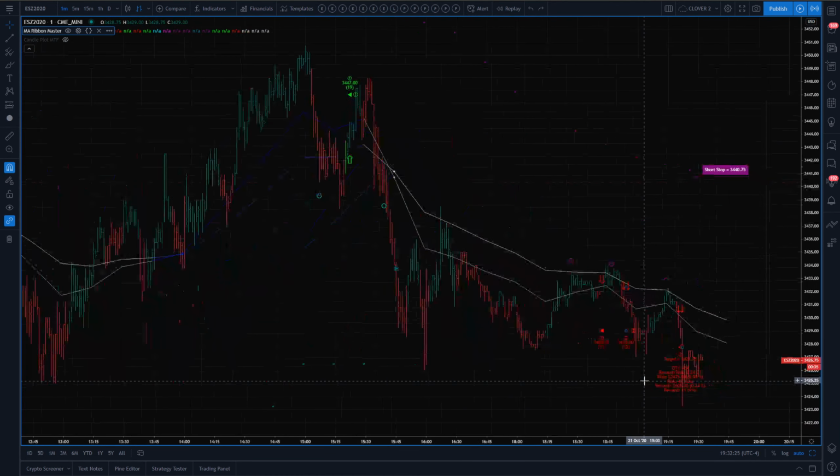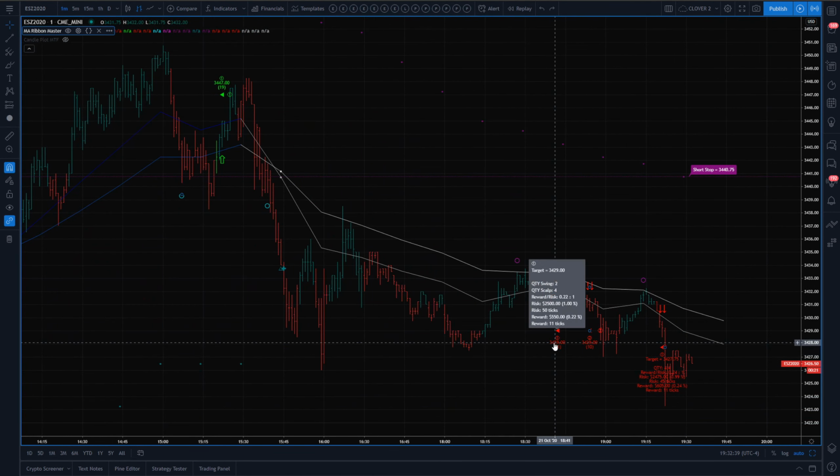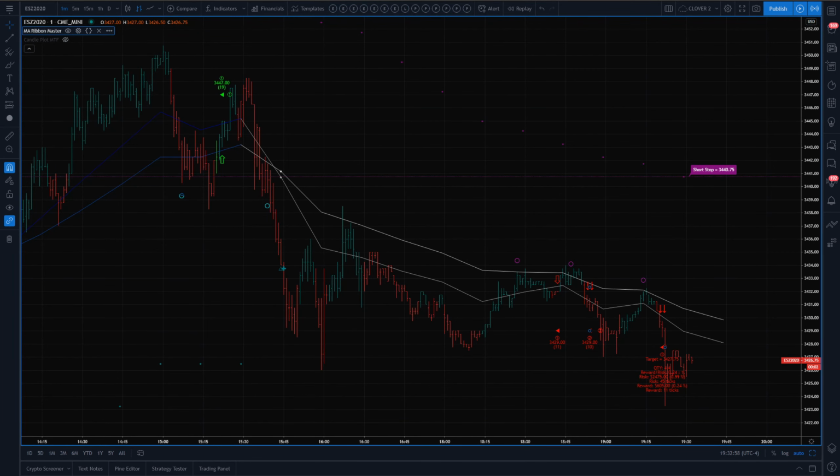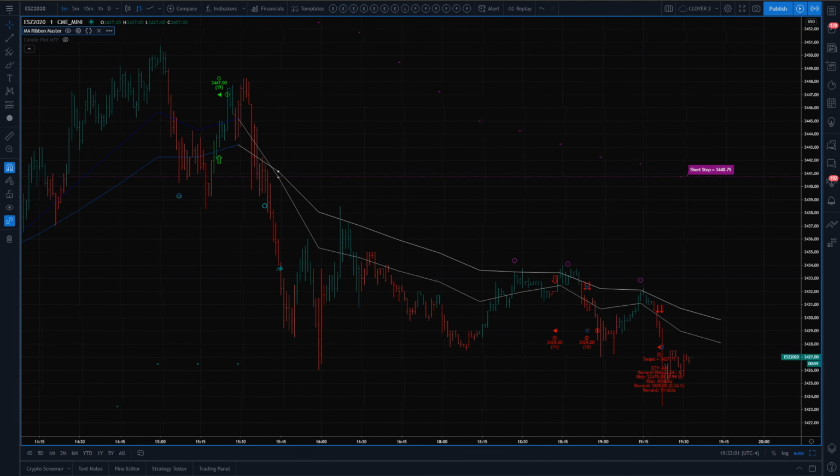Actually, let me zoom in on this over here really quick. So let's just remember what this was. This particular trade right here that I'm pointing at said that the quantity swing was 2, quantity scalp was 4. Let's change my account currency to euros. So now this is treating my account as if I had 250,000 euros. The current euro exchange rate, if we pull it up, is 1.185.